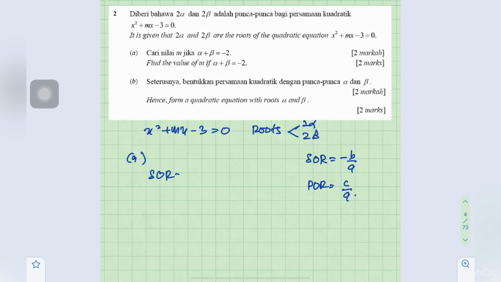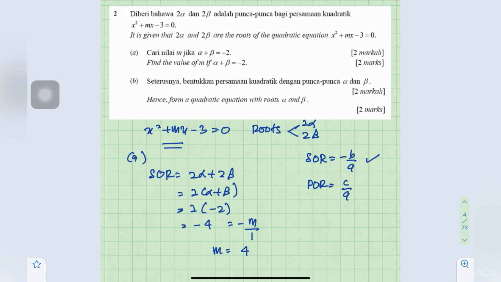So, SOR is 2 alpha plus 2 beta. Okay, so we can factorize 2 times alpha plus beta. Okay, alpha plus beta given is negative 2 from the question. So we get negative 4. Okay, but just now we know SOR is negative b over a, so we equate it with this. b is m. So, negative m over 1. So, we get m equals 4.